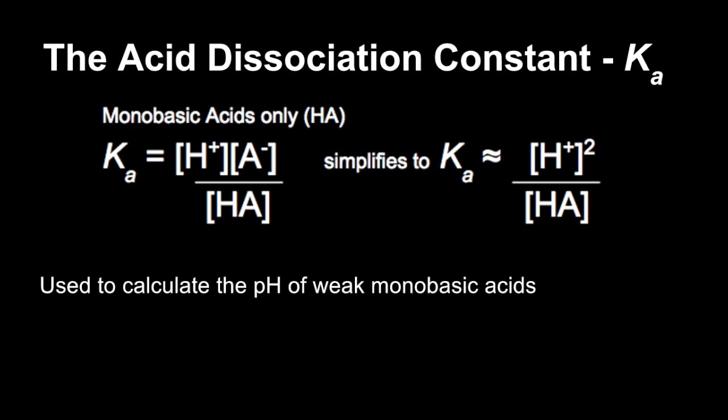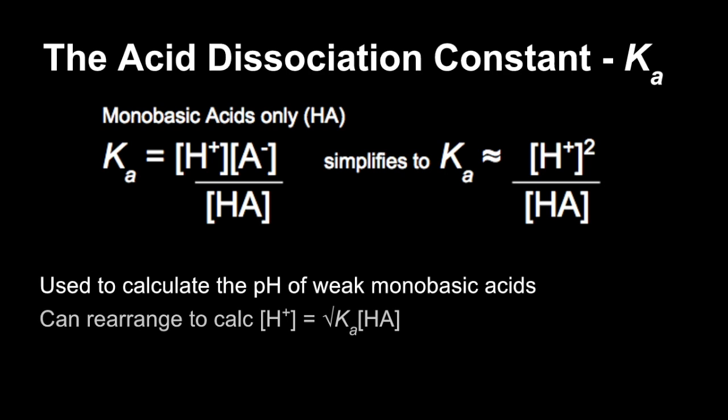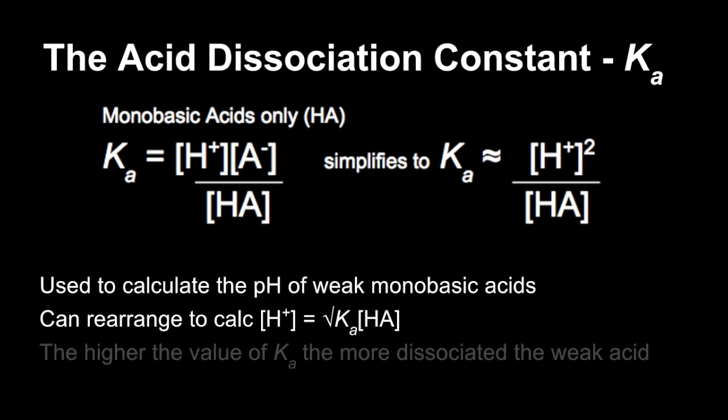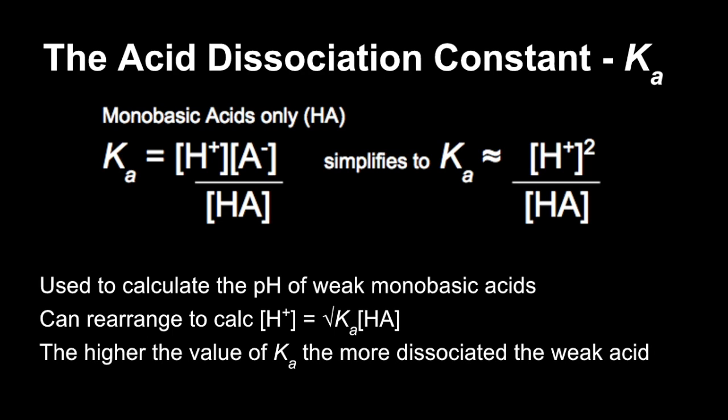Now obviously from that we can rearrange for H+ concentration, and so we can use Ka to calculate the pH of weak monobasic acids, and it would rearrange to that. The H+ concentration is equal to the square root of, and the way I remember it is Ka times the HA concentration, and obviously you would just minus log the H+ concentration. The higher the value of Ka, the more dissociated the weak acid is, and the units are going to be moles per decimeter cubed.